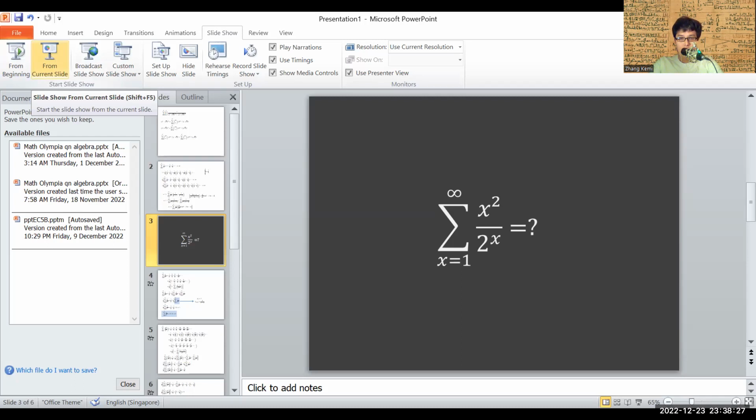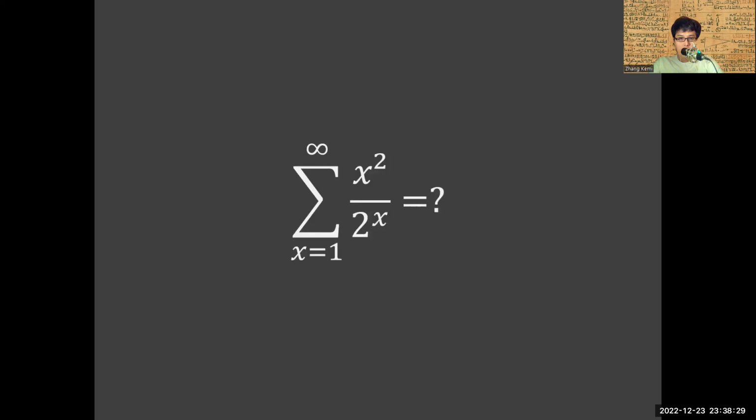Okay, so this is the question for today. The question is to ask what is the sum from x equals 1 to infinity of x squared over 2 to the power of x. So how do we solve this question?